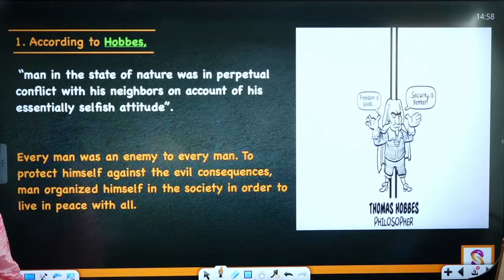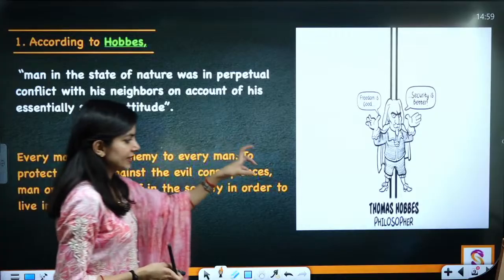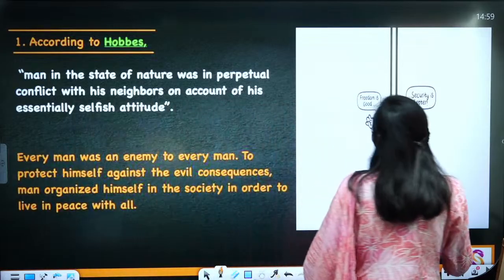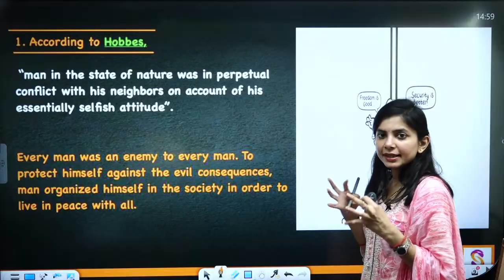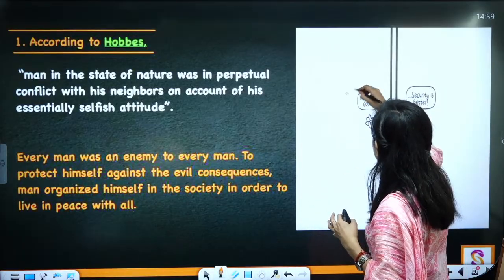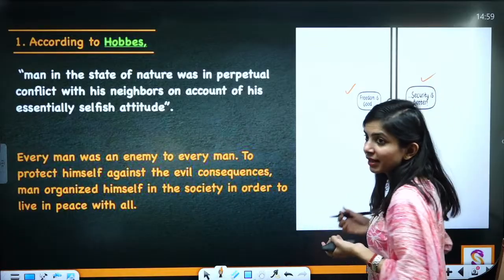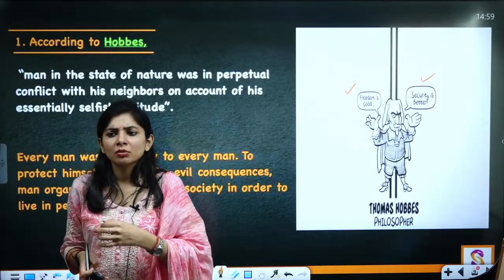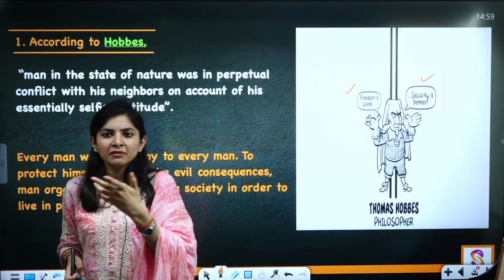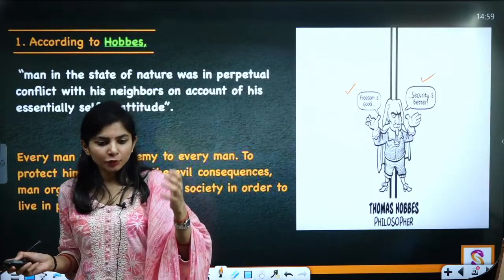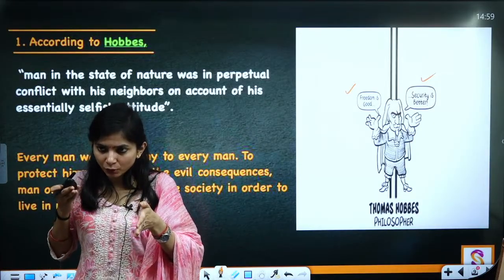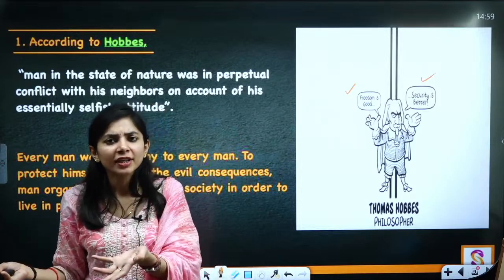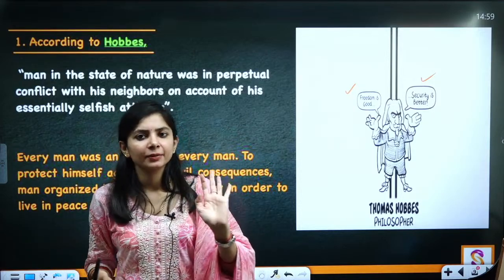So the first anthropologist, as you can see on the screen, is Thomas Hobbes. Thomas Hobbes was a philosopher. He said that there was a tussle between two facts, that freedom is better or security is better. Now let us suppose freedom is better. So there is no traffic rule. There is no lane. If you want to go from here, overtake, you are free.